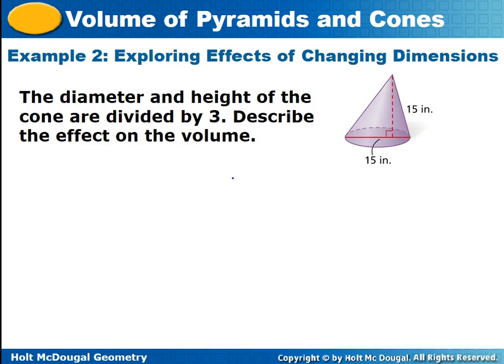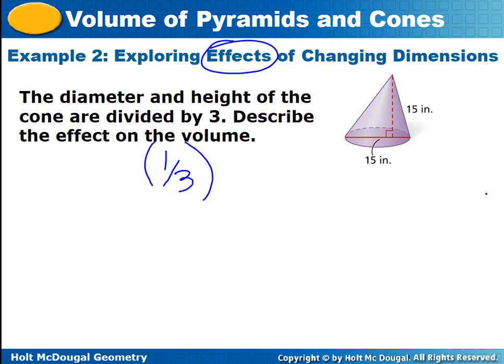All right, our next problem says we're going to explore the effects. Now again, key word here is effects of changing dimensions. So this says that the diameter and the height of a cone are divided by 3. Now we've already talked about the fact that when we divide by 3, it's the same as multiplying by 1/3. So I want to go ahead and put 1/3 up here.